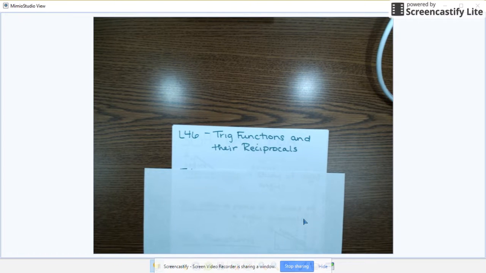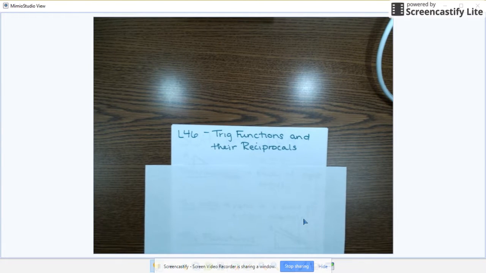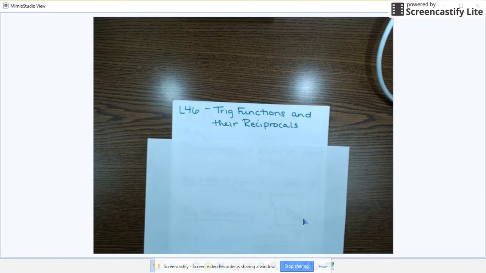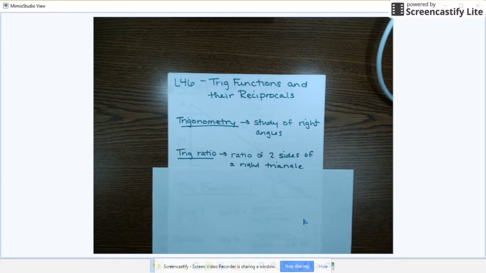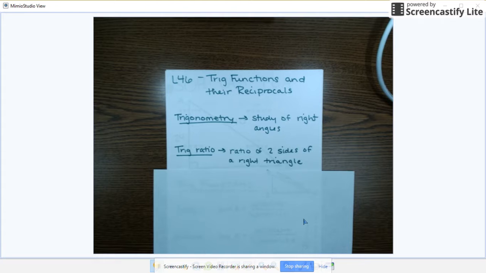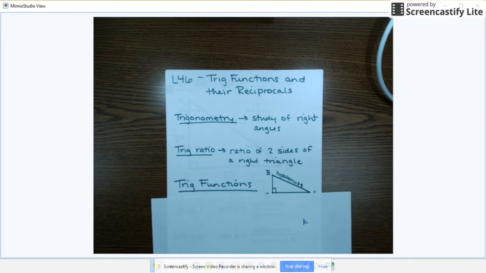All right, today we're going to talk about lesson 46, which is trig functions and their reciprocals. A quick reminder from geometry last year: trigonometry is a study of right angles. A trig ratio takes two sides of a right triangle and compares them, so it's a ratio between two sides. And then we're going to use this triangle and I'm going to define our trig functions for us.